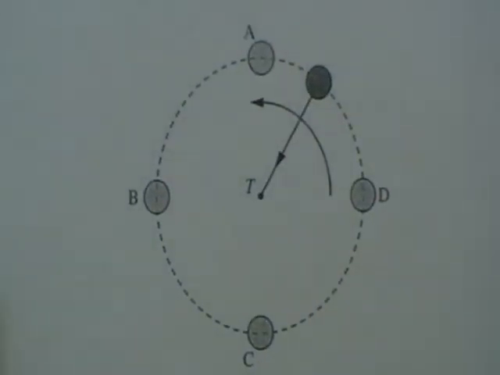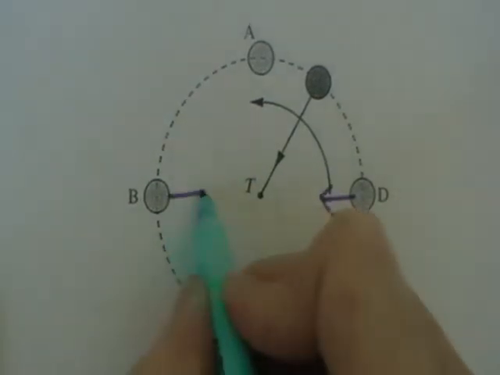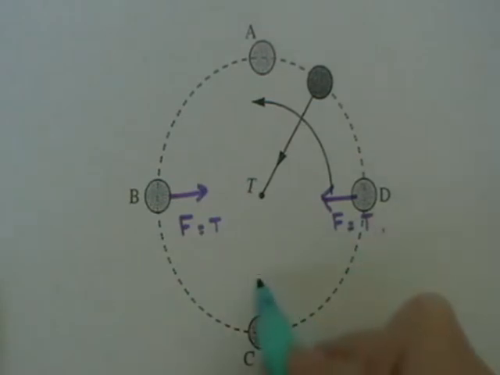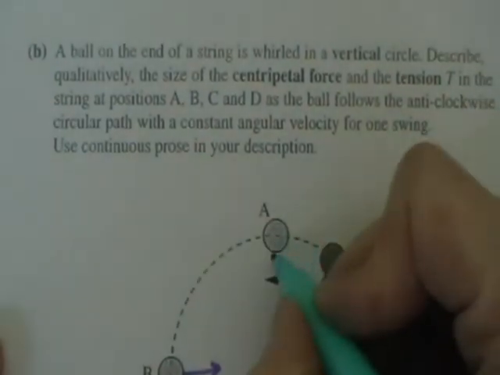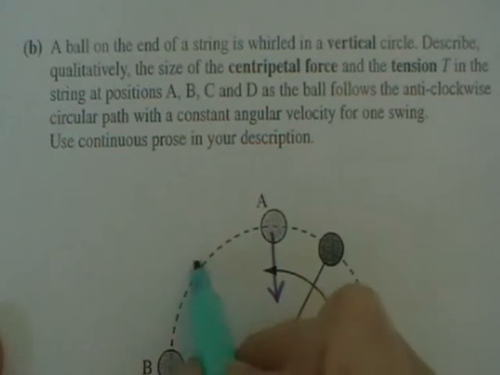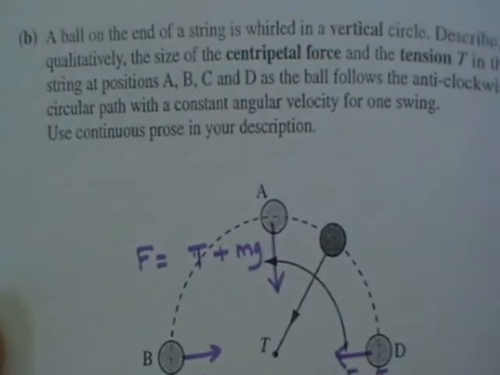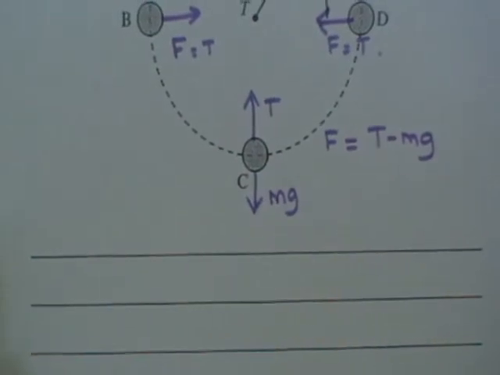So we know what happens, and we'll just label these. We've got a constant force here and a constant force here, and that's equal to the tension force at the sides. But at the bottom, the centripetal force F is going to be equal to T minus mg, and then at the top we've got both forces acting in. We've got a force of T plus mg. So centripetal force is provided by T plus mg at the top, but T minus mg at the bottom. So you're being asked to describe the size of the centripetal force and the tension in the string.